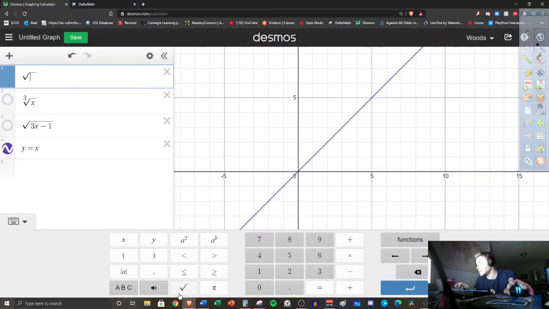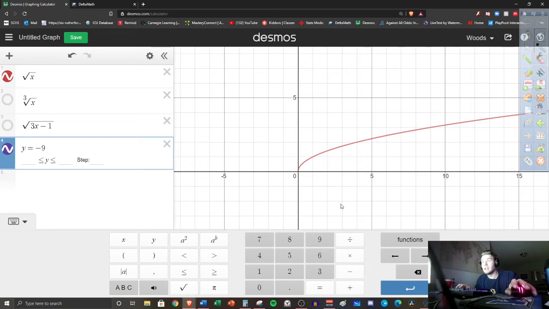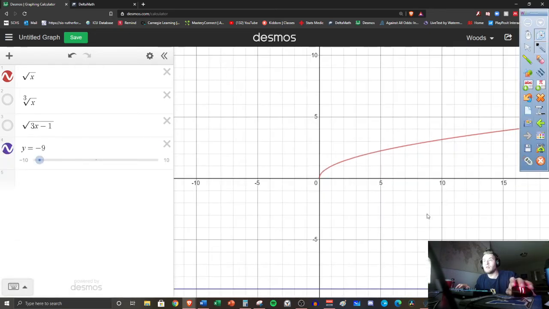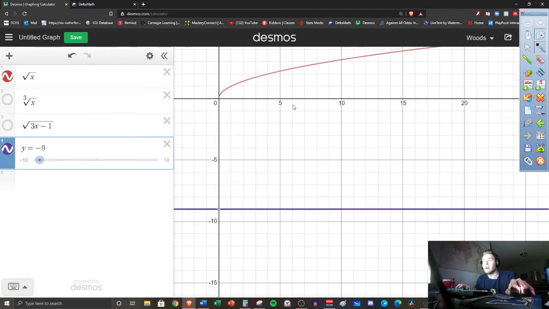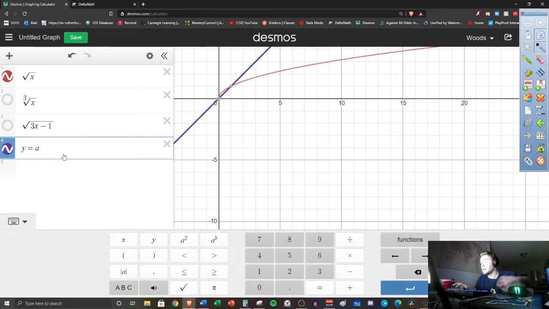Square root x, there's our graph, and then we want y to equal negative 9. Well, you can see there's no crossing here. Oh, here's the line down here, right? They're never going to touch. Let me actually make this a letter.